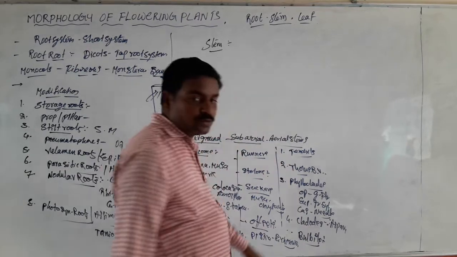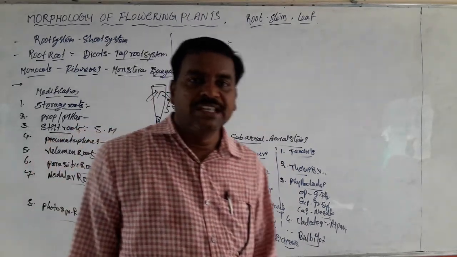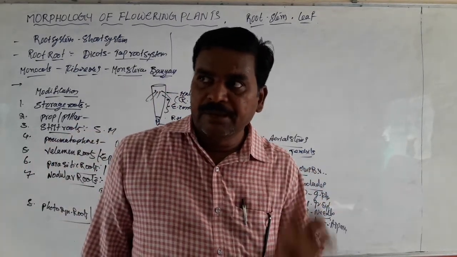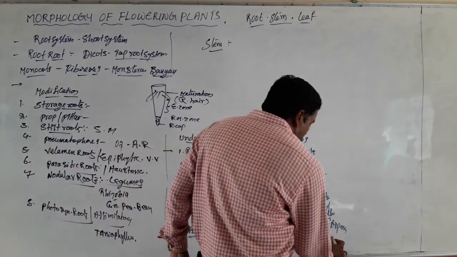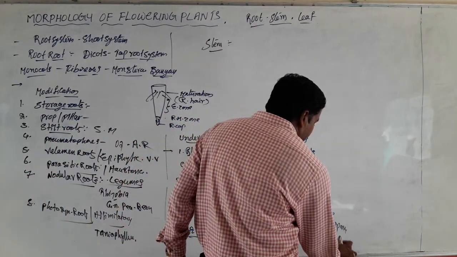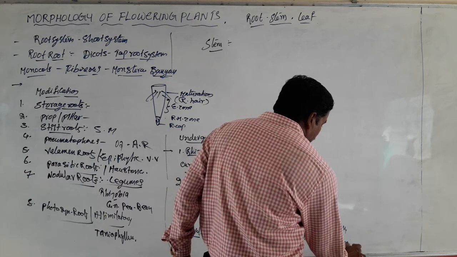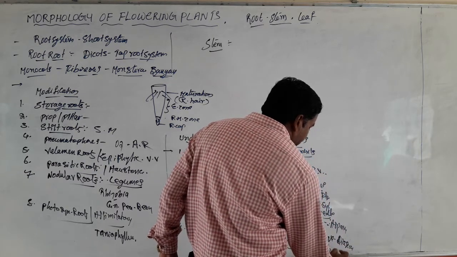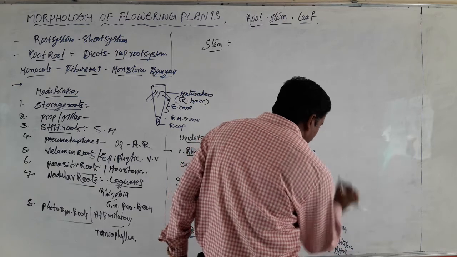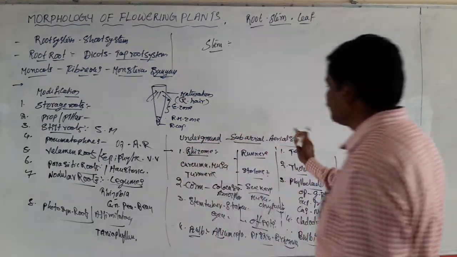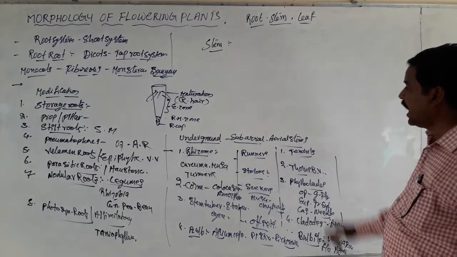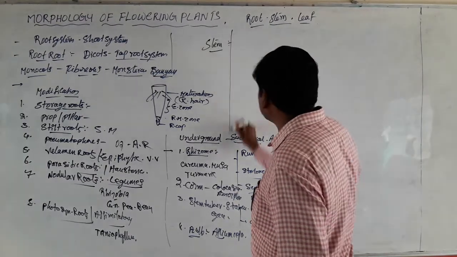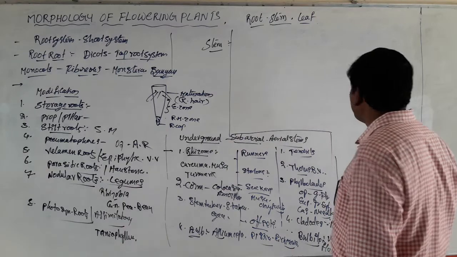Bulbils is the only aerial stem modification that maintains vegetative reproduction. Vegetative bulbils are present in Dioscorea, and floral bulbils are present in Agave. So these are the underground stem modifications, sub-aerial stem modifications, and aerial stem modifications.